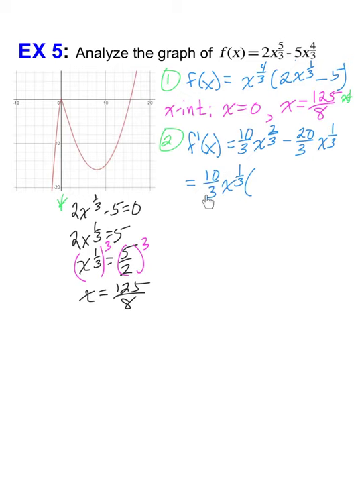So 10/3 divided by 10/3 is 1. 2/3 divided by 1/3, x, you're going to subtract those exponents, so you get x to the 1/3. So x to the 1/3.